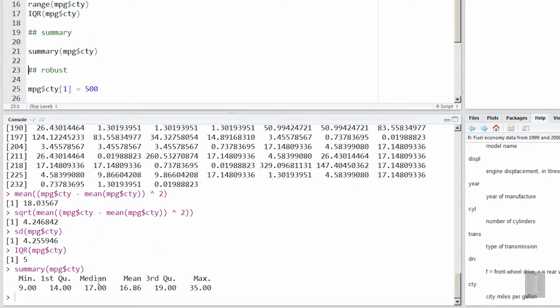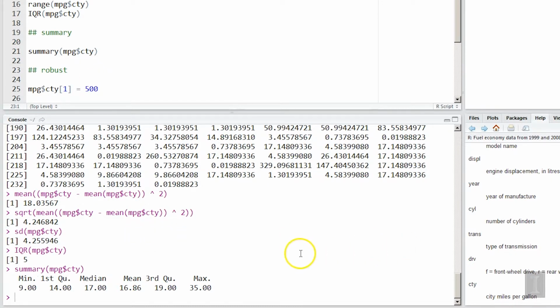If the median says 50% of the data is below this number and 50% is above, the first quartile, for quarter, has 25% of the data below and 75% above. The third quartile has 75% below and 25% above. So the IQR, the interquartile range, we see that that is the third quartile minus the first quartile, 5 here. So that tells us where the middle 50% of the data is.